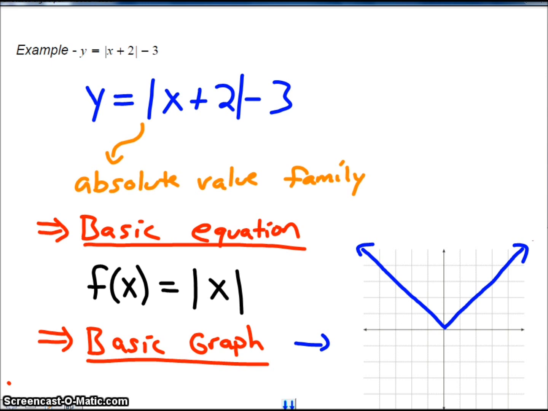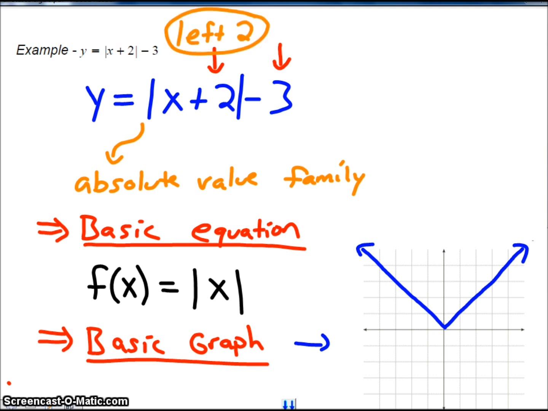Now that's the graph of just absolute value of x. We want to get the graph of the absolute value of x plus 2 minus 3. And there's some differences in those two equations. And each of those differences will have an effect on the graph, on the basic shape of the graph. Right? And so here are the two things that are different between the basic equation and the equation that we're trying to graph. We have a plus 2 inside the absolute value directly on x, and we have a minus 3 outside the absolute value. Each of these two numbers will have an effect on the graph. What effect will they have?